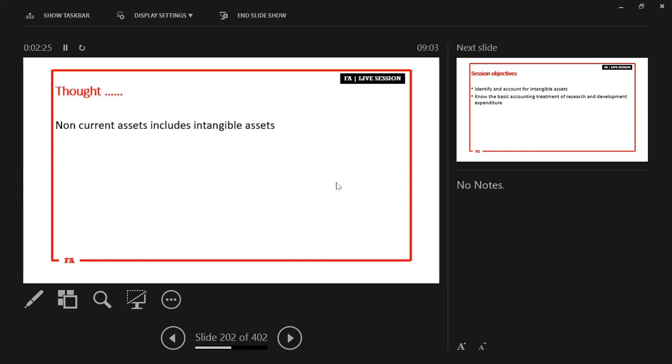Non-current what? Assets. Tangible non-current assets. And what? Intangible non-current assets. Here, under tangible non-current assets, we depreciate, right? Did you hear what I said? Yes.